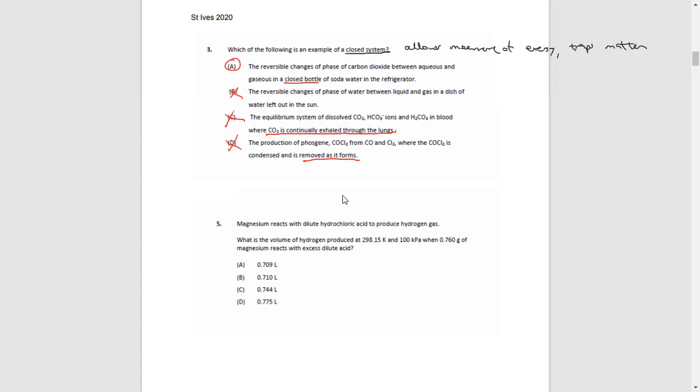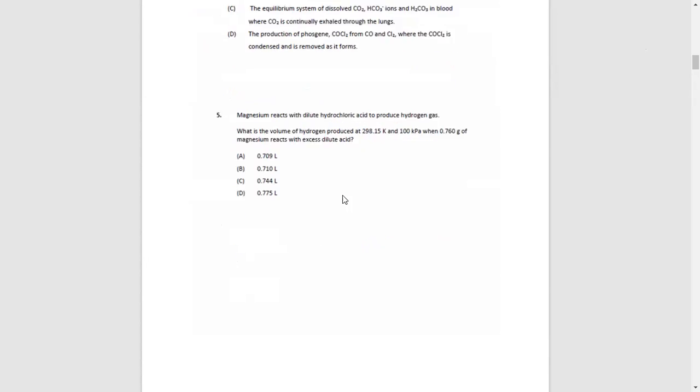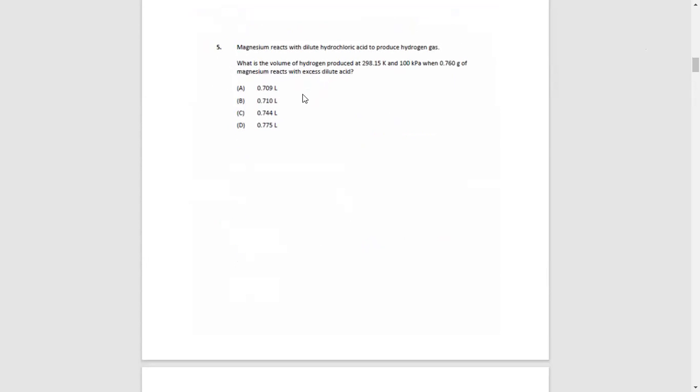We have, in the next question, magnesium reacting with dilute hydrochloric acid to produce hydrogen gas, and it asks us for the volume. That's not really equilibrium, so we'll just skip it for now. It's just a simple calculation, and you should be fine with that. Just use your molar volume. You create hydrogen, which is a gas, so use your molar volume to work that out.